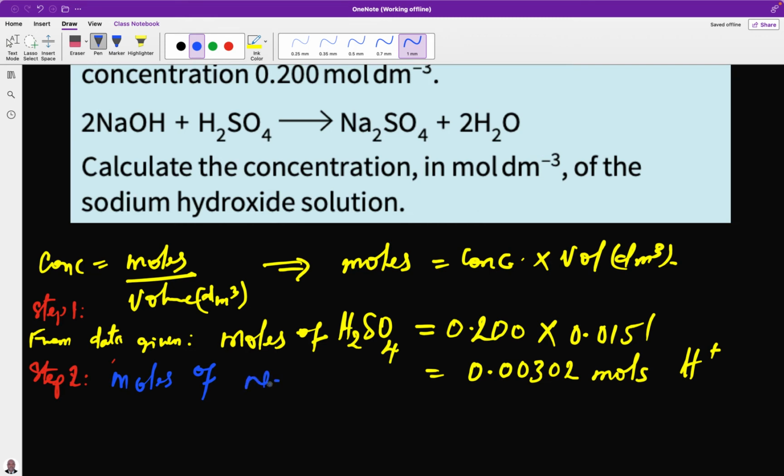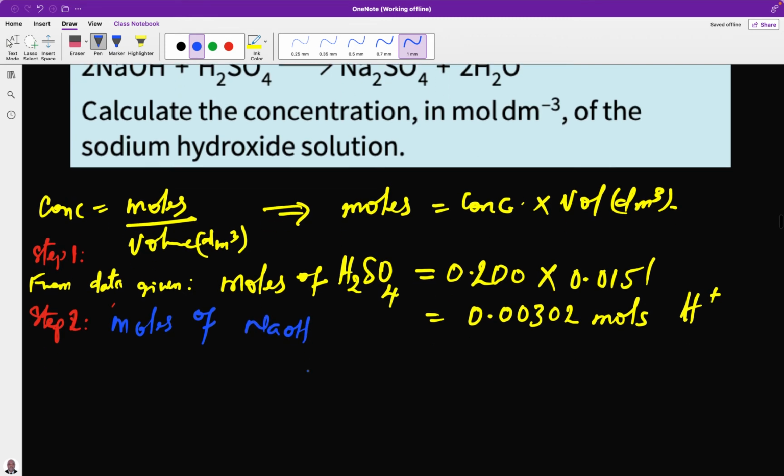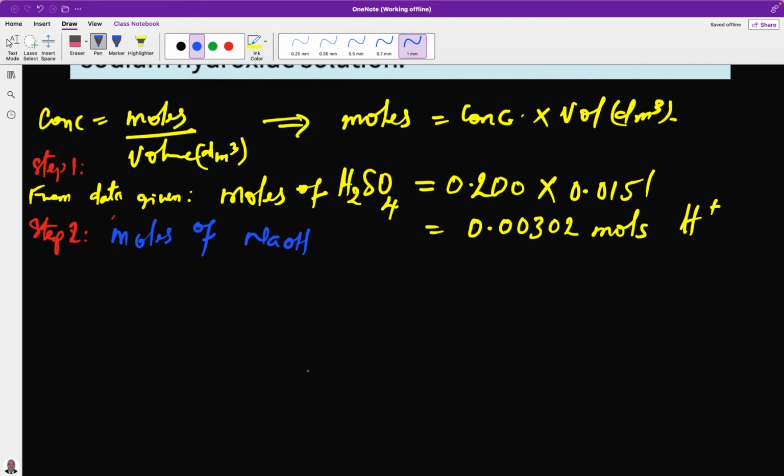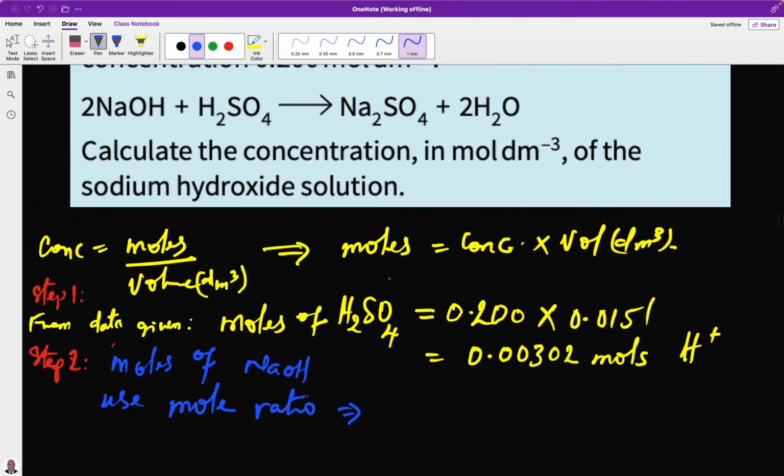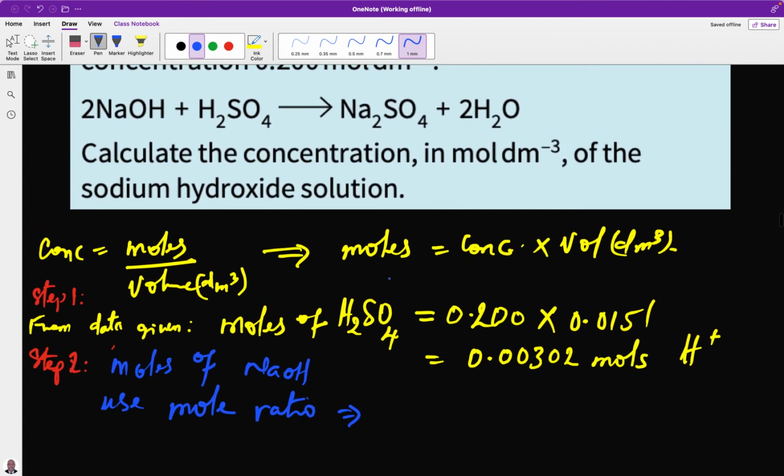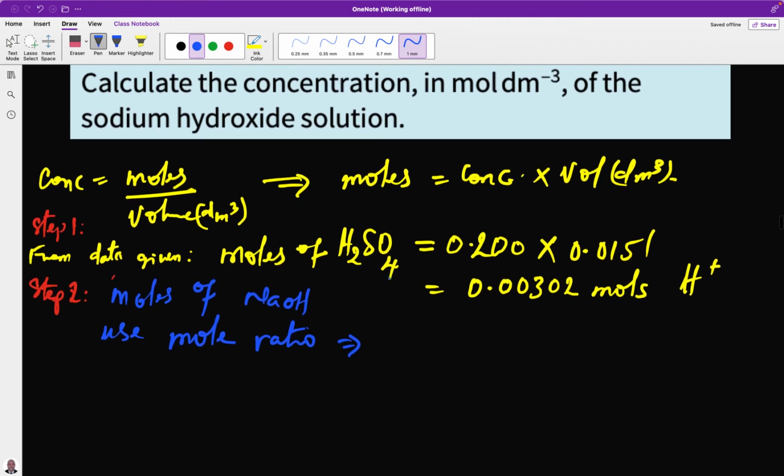The moles of sodium hydroxide will be what? Use the mole ratio. The mole ratio here, in the equation, is 2 sodium hydroxide to 1. The mole ratio is 2:1. 2 of the sodium hydroxide to 1 of the acid.